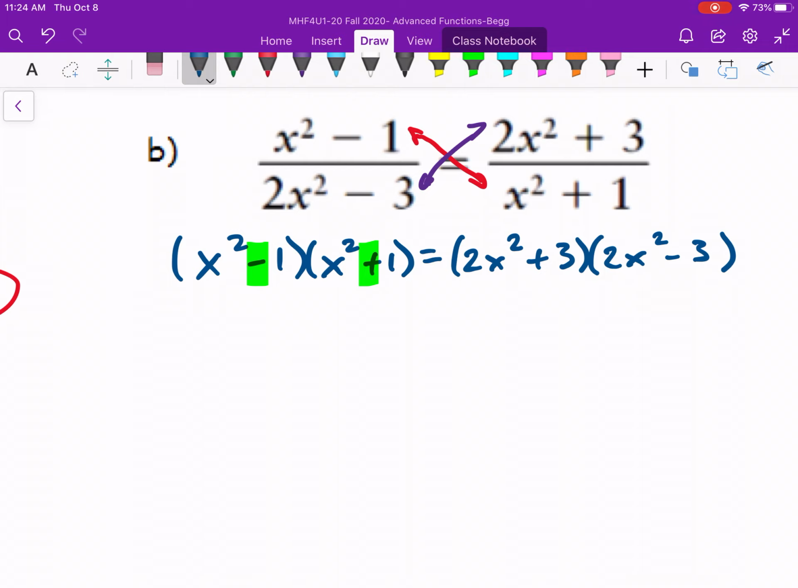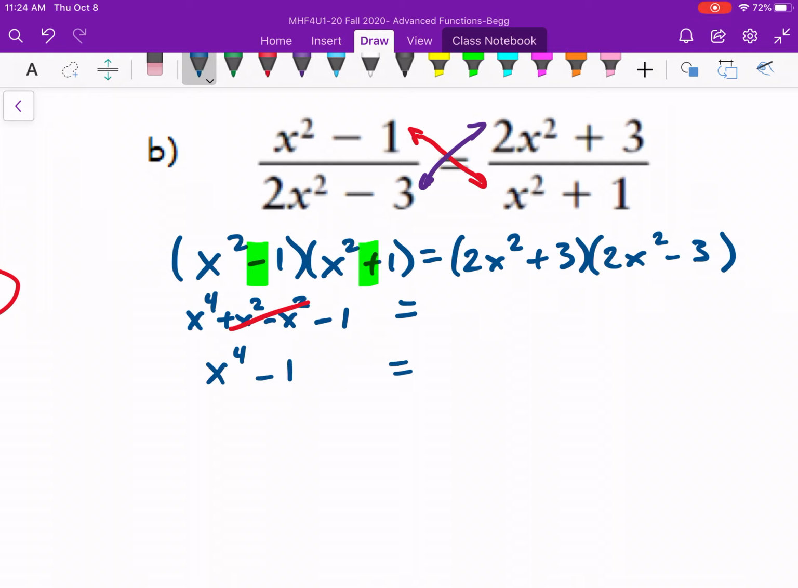If I multiply this out, what I get is x to the 4 plus x squared minus x squared minus 1. And I'll do the right side in a minute. Simplifying that, these two middle terms cancel out like they always do in difference of squares. I have x to the 4 minus 1.